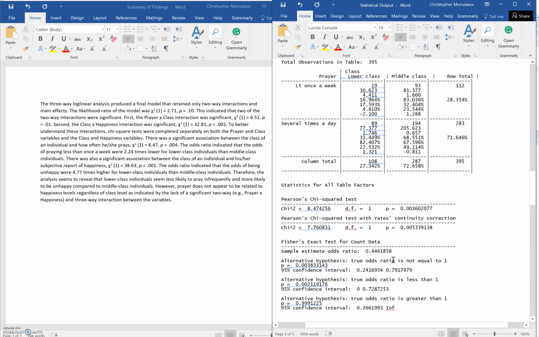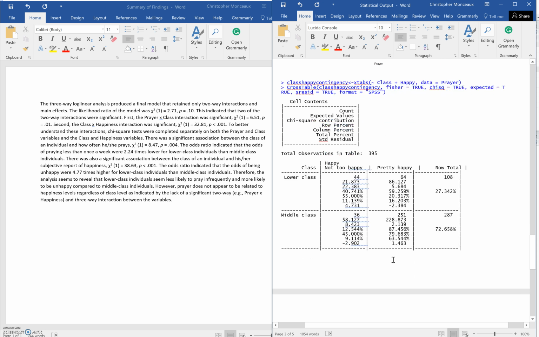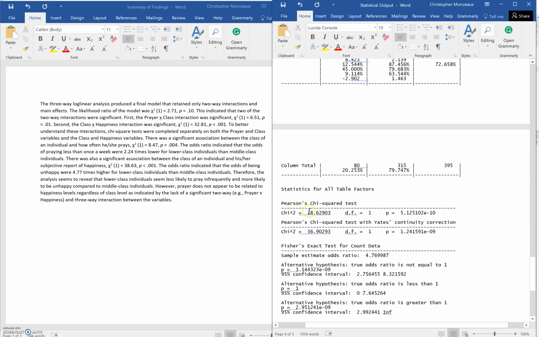What I did for the write-up was I did 1 divided by the odds ratio in order to flip that around to a whole number so that it would be easier to interpret and understand, and just said that it was that many times lower rather than higher, since it's a decimal of less than 1. And then for the second chi-squared, the information came from the same place, Pearson's chi-squared test, and then the odds ratio.